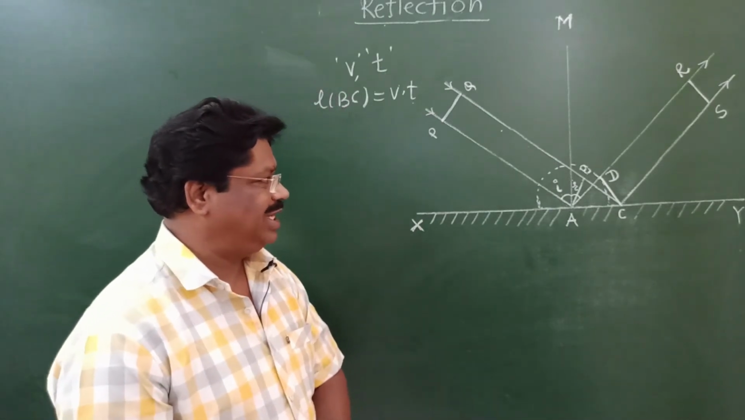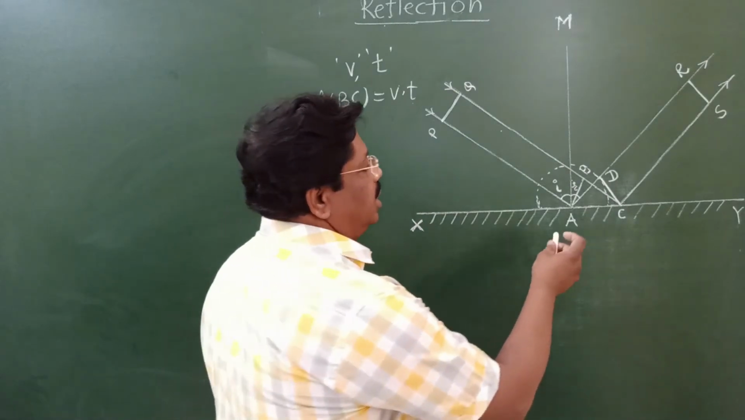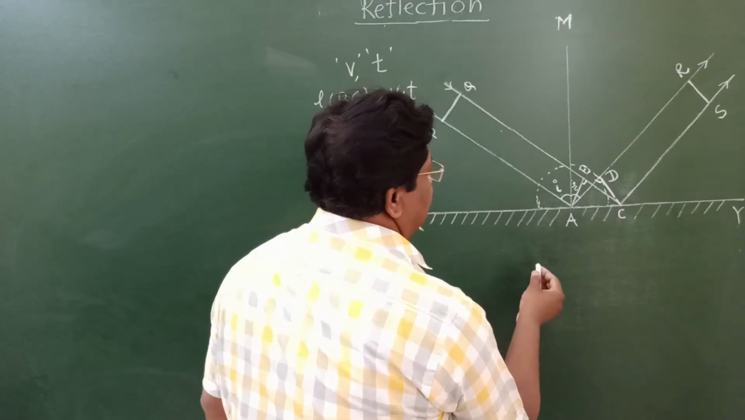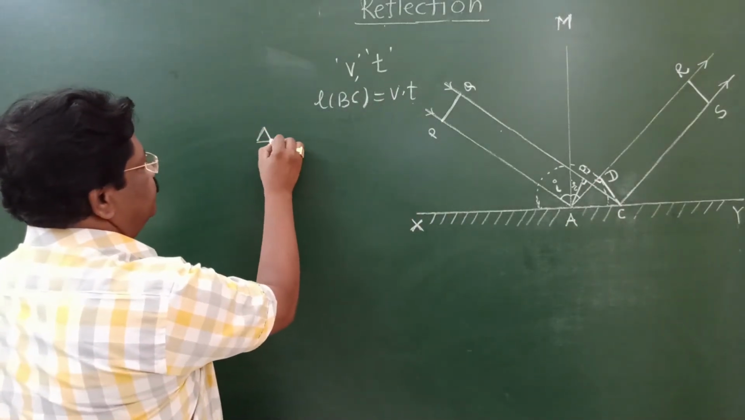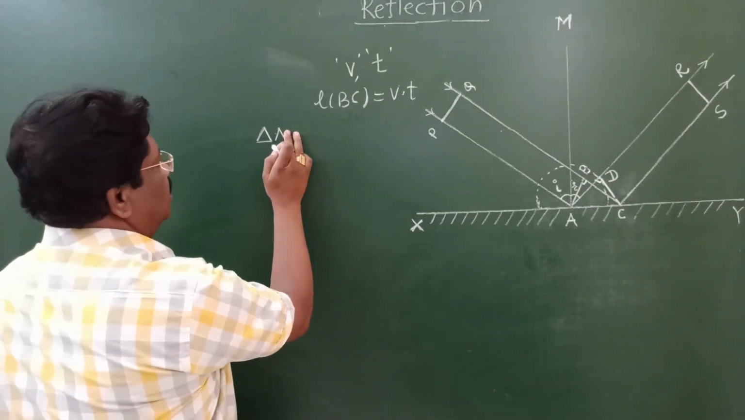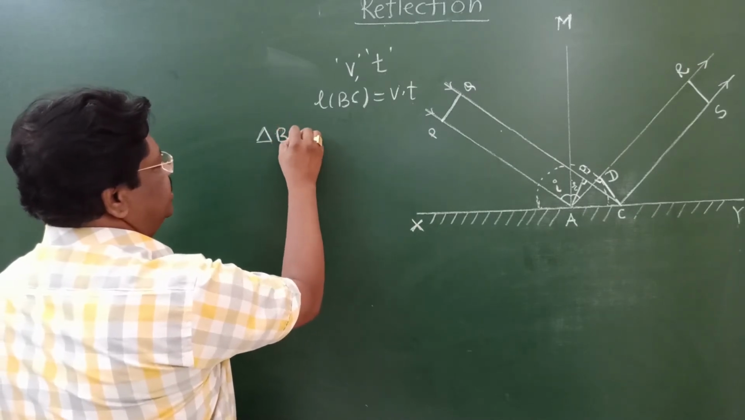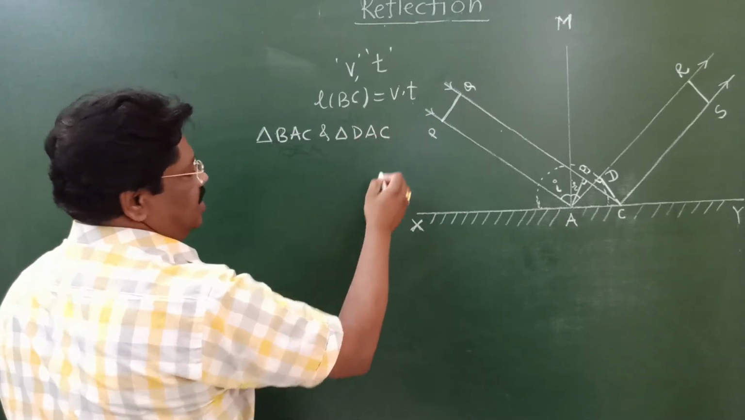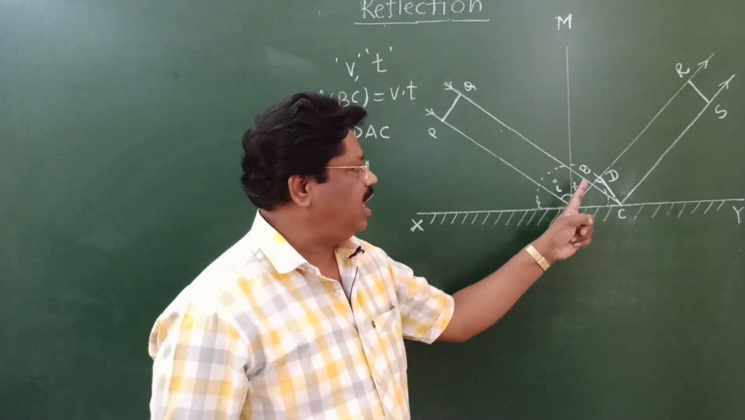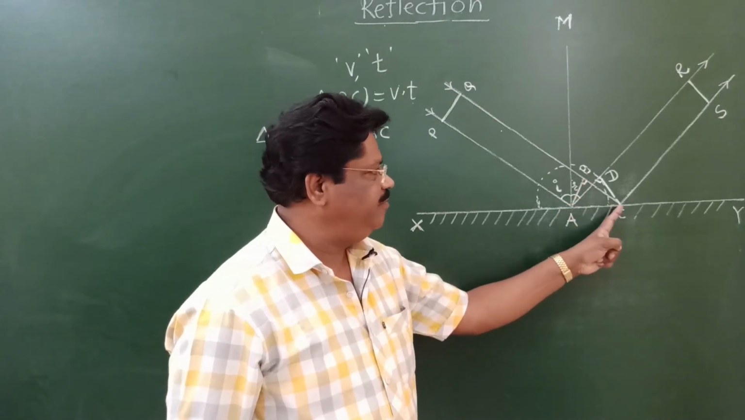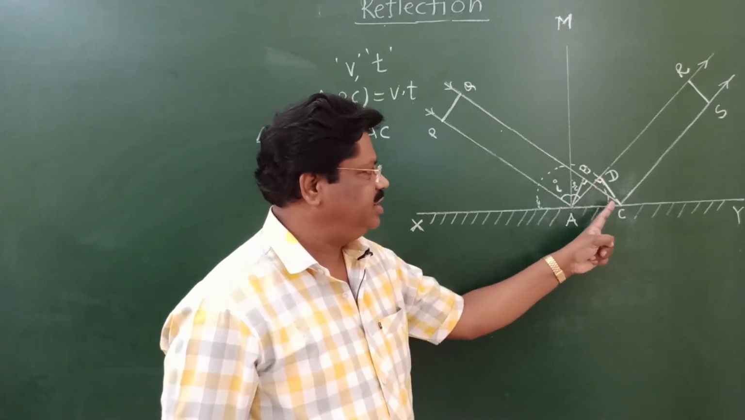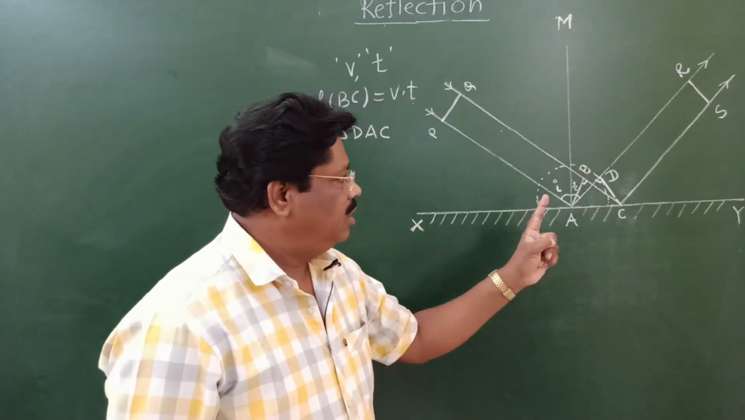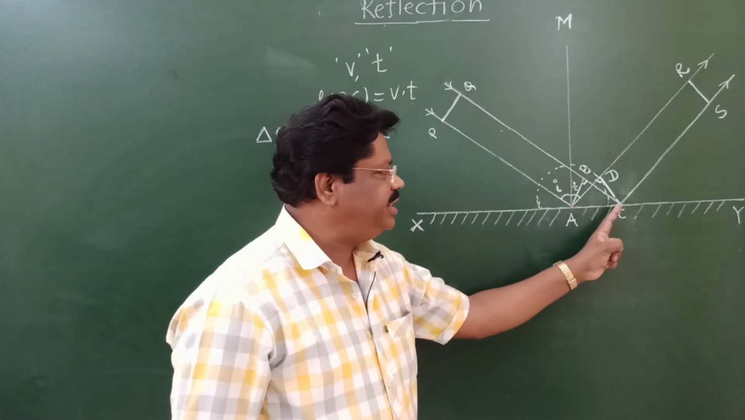For this purpose, consider two triangles: triangle BAC and triangle DAC. These are the two triangles in which the side AC is common.